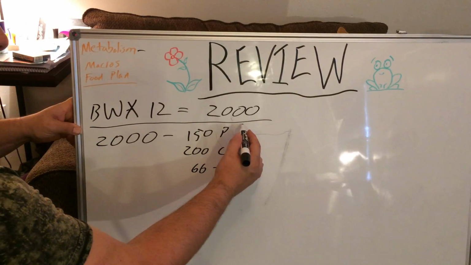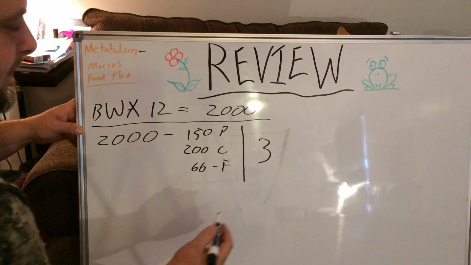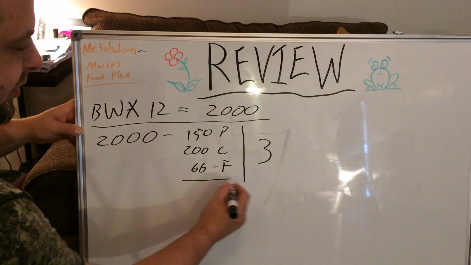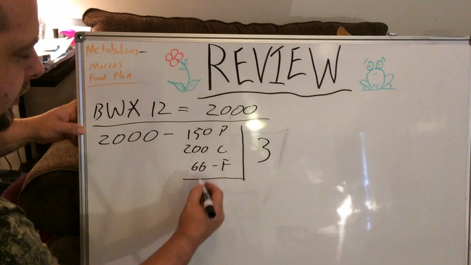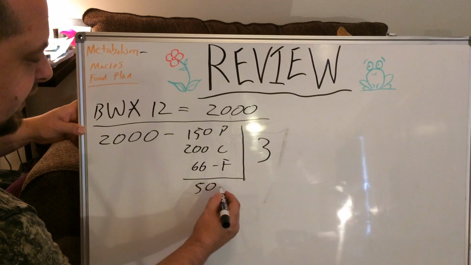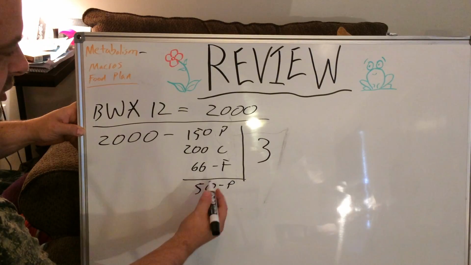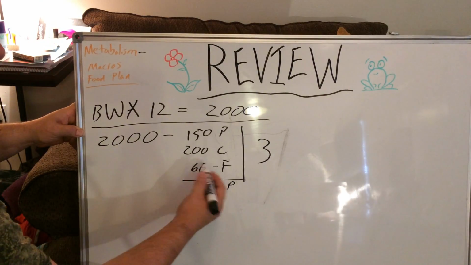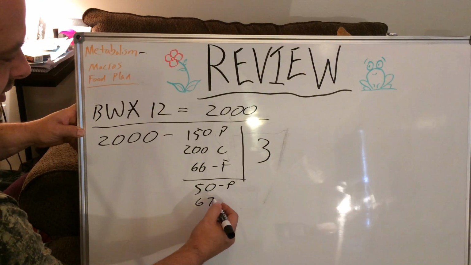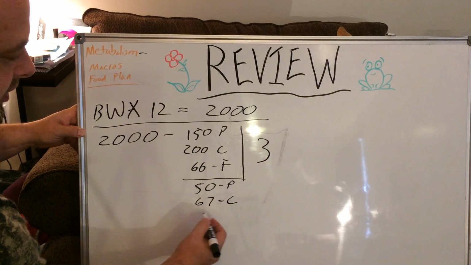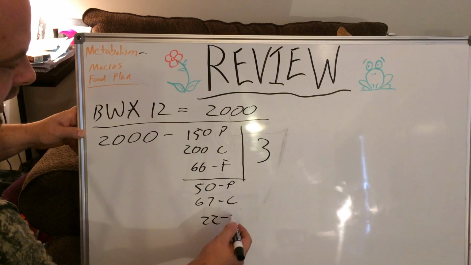Then we take all of this and divide it by 3. Once we divide everything by 3, for each meal we end up with 50 grams of protein. What did we say? 60, 65, 70. We'll say 67 grams of carbs and 22 grams of fat.